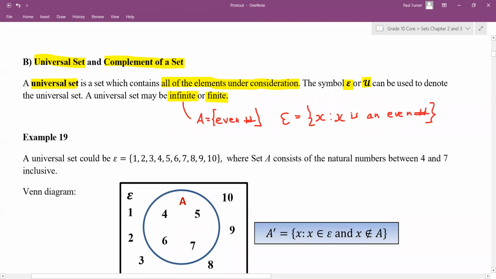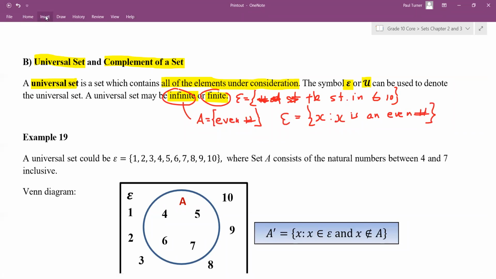Okay, so that would be the way you could write the universe. And they can be infinite or finite. Like I said, the students in grade 10, like that. So that would be a finite set because we can count them all. All right. So let's look at an example.